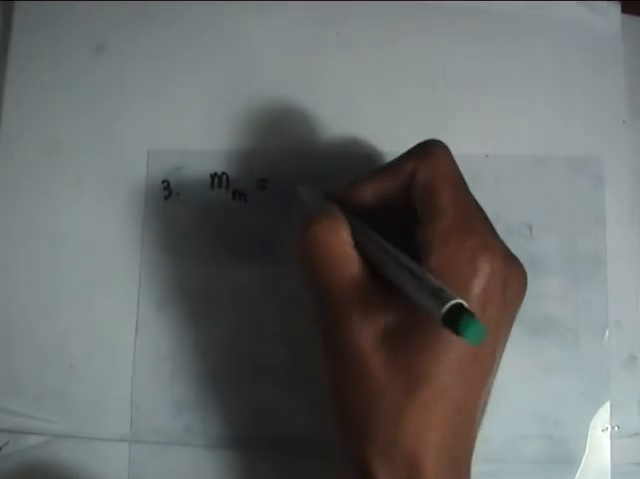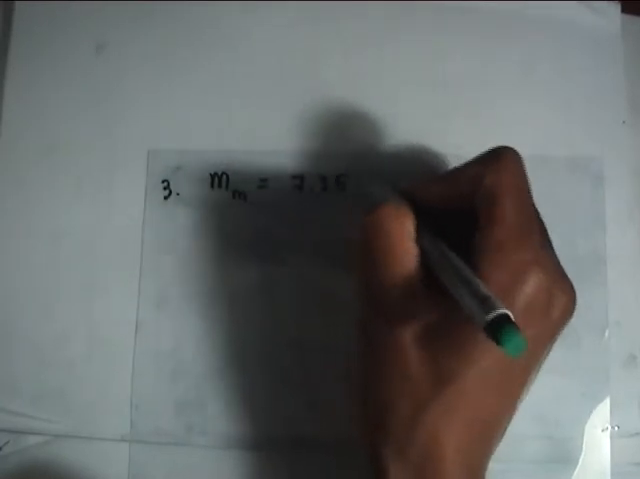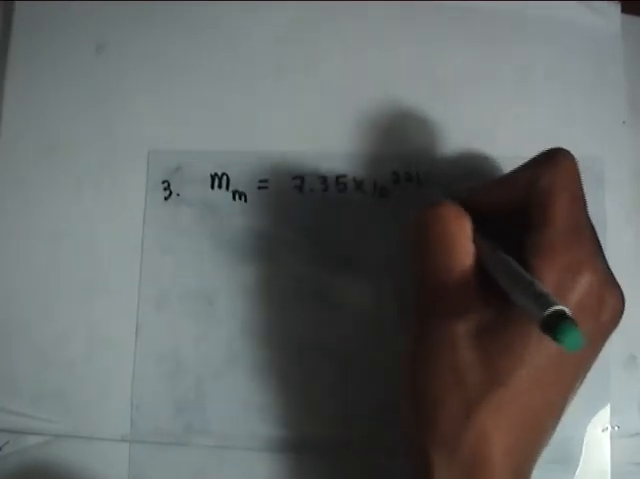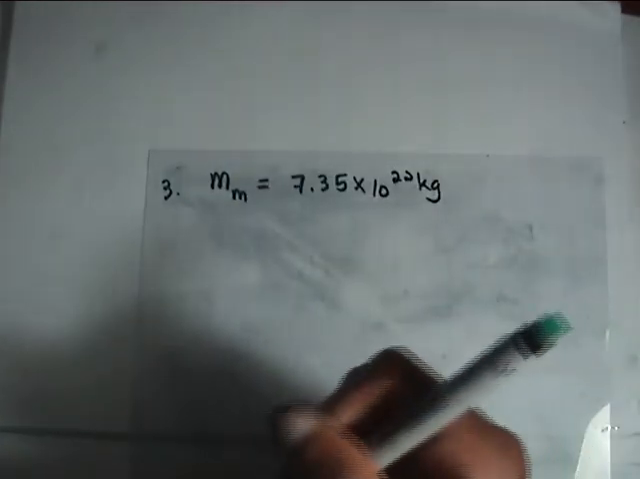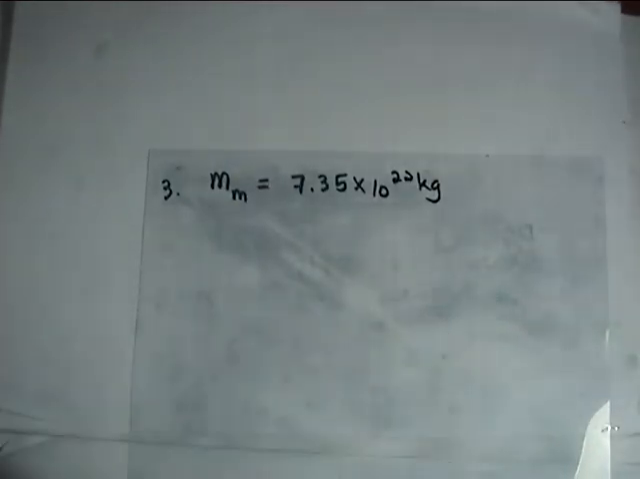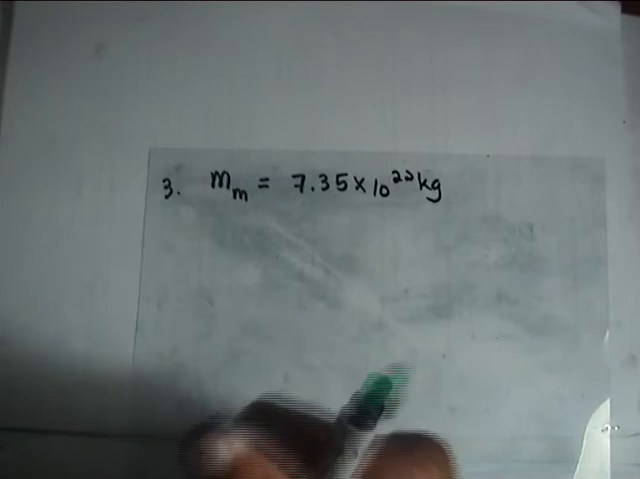Okay, let's move on to another example. It's example 3. It's saying, find the net force on the moon. Mass of the moon, I'm going to call it mm, is equal to 7.35 times 10 to the power of 22 kgs. So it's saying, find the net force on the moon due to the gravitational attraction of both the Earth and the Sun, assuming they are at right angles to each other. Doesn't that sound fun? Let's do that one.